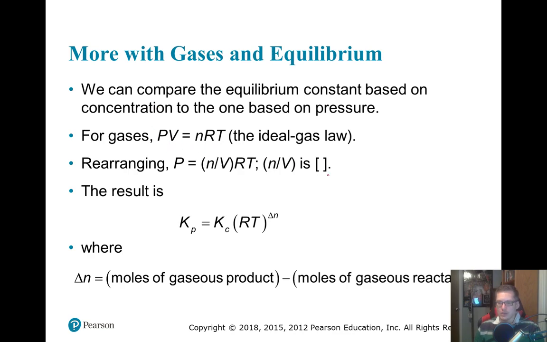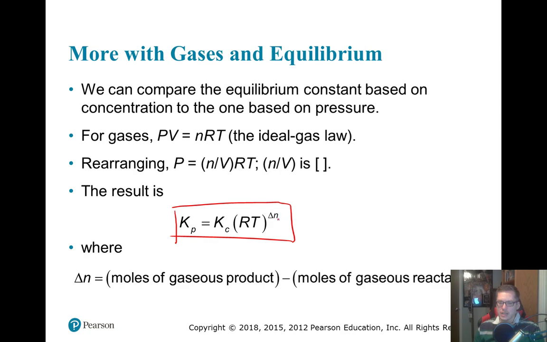We don't worry so much about all this stuff here. This is the equation that you need to know right here. This is just them deriving it using the ideal gas equation and so on and so forth. So Kp, our equilibrium constant due to pressure, is equal to Kc, our equilibrium constant due to concentration, times R times T, raised to the delta n.